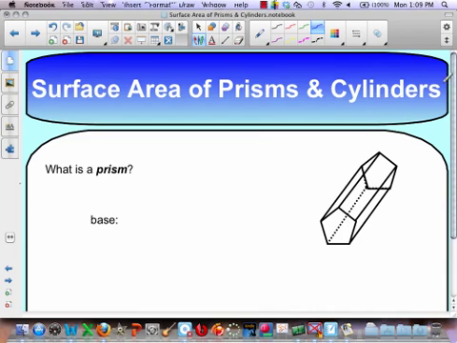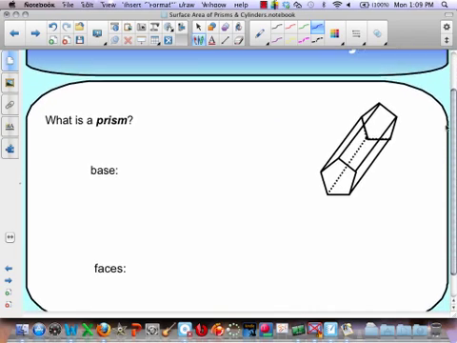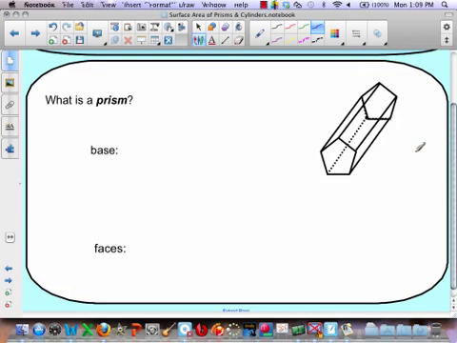We'll talk about prisms and cylinders. Very similar to what we talked about with the nets. The base of your prism is always going to be the end cap. So what shape is my base? Pentagon. So in this case, we have a pentagon as our base.